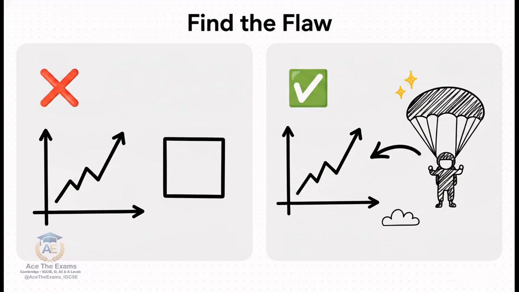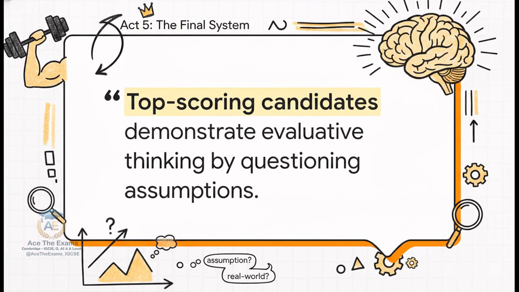The generic answer gets a C. The context-specific answer, which names the parachutist and uses terms like terminal velocity, gets an A star. You must connect the abstract theory directly to the living scenario. I want you to listen to this quote. This is directly from the principal examiner's reports at Cambridge. Quote, "Top-scoring candidates demonstrate evaluative thinking by questioning assumptions, considering different perspectives, and justifying decisions with evidence."